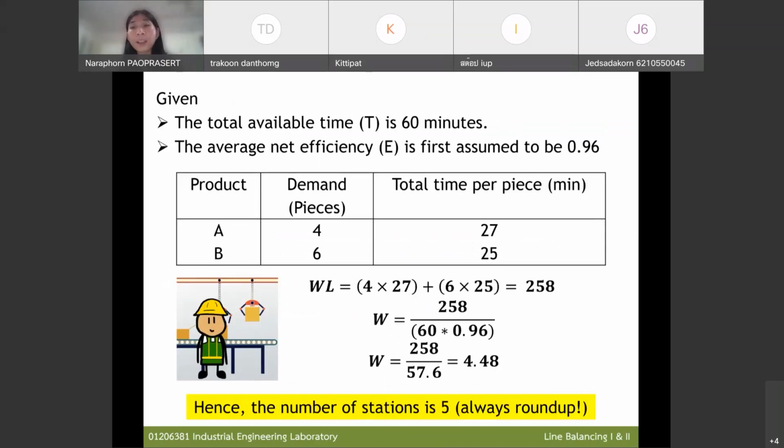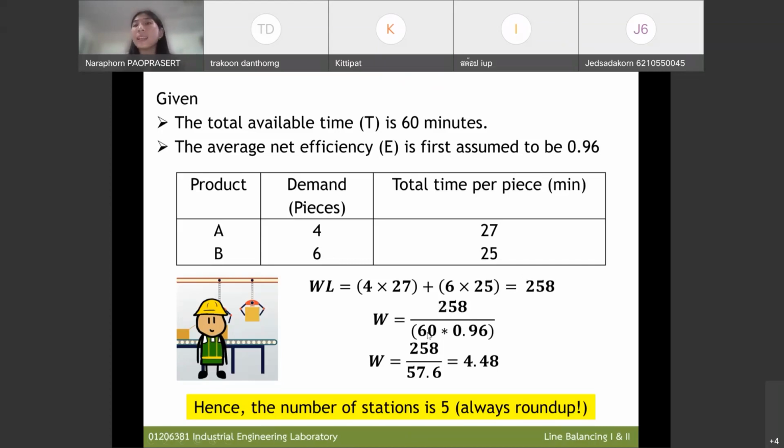So let's see, for example, in here, this is a mock-up factory. In this factory, you have to produce two products, product A and product B, okay? So in 60 minutes, the owner of this factory said that he wants 4 pieces of A and 6 pieces of B. So in every 60 minutes, you have to have 4A and 6B for the owner. You know that the time to produce each A is 27 and the time to produce each B is 25. So the overall workload to produce 4A and 6B is 4 times 27 plus 6 times 25, and that's 258. So that's the overall workload. And in order to calculate the number of workers, that's going to be 258, which is the workload, divided by T.